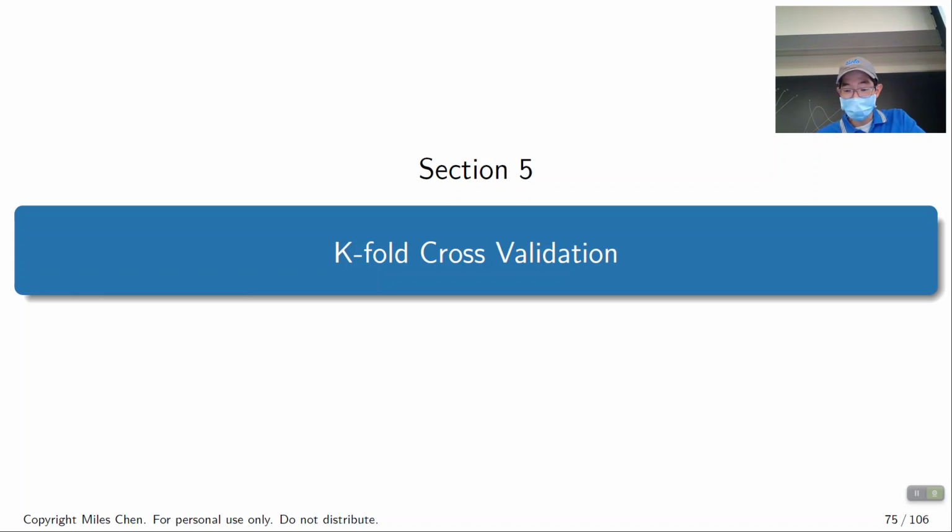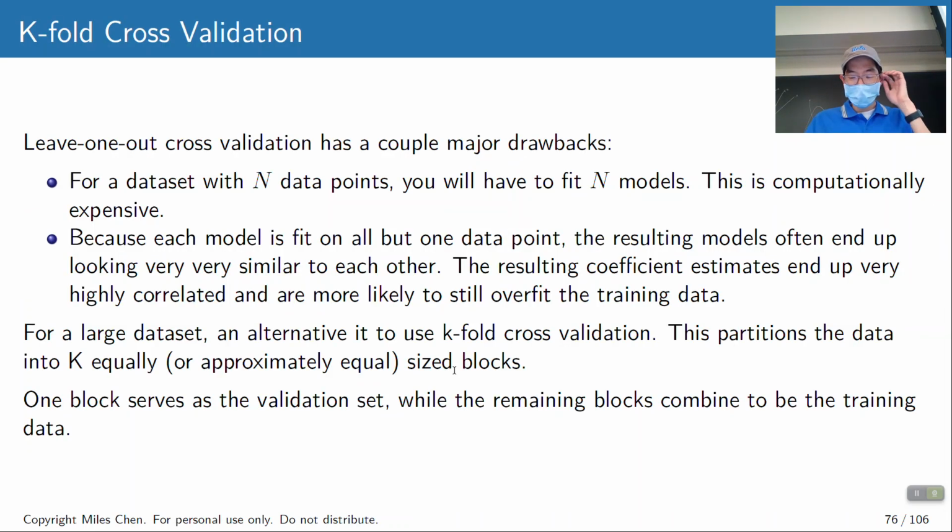Okay, we can take cross-validation and expand it and do, say, k-fold cross-validation. So one problem with leave one out cross-validation is that it is computationally expensive. You have n data points, you have to fit n different models. If you have a big data set, 1 million data points, you got to fit 1 million different models, okay?